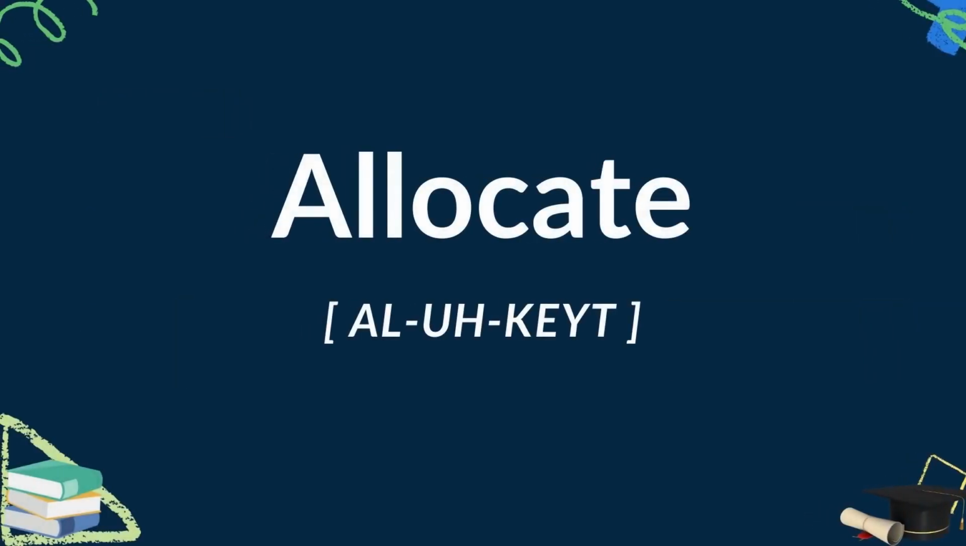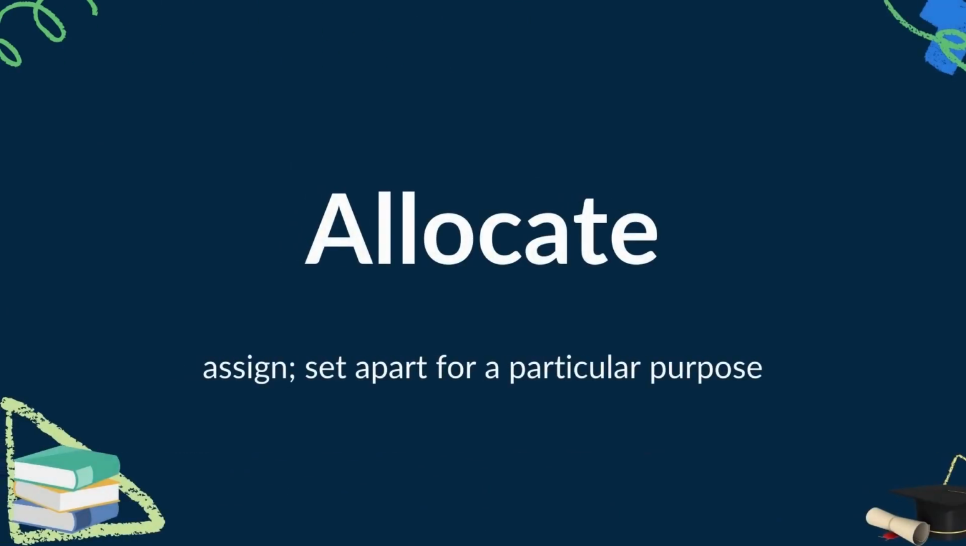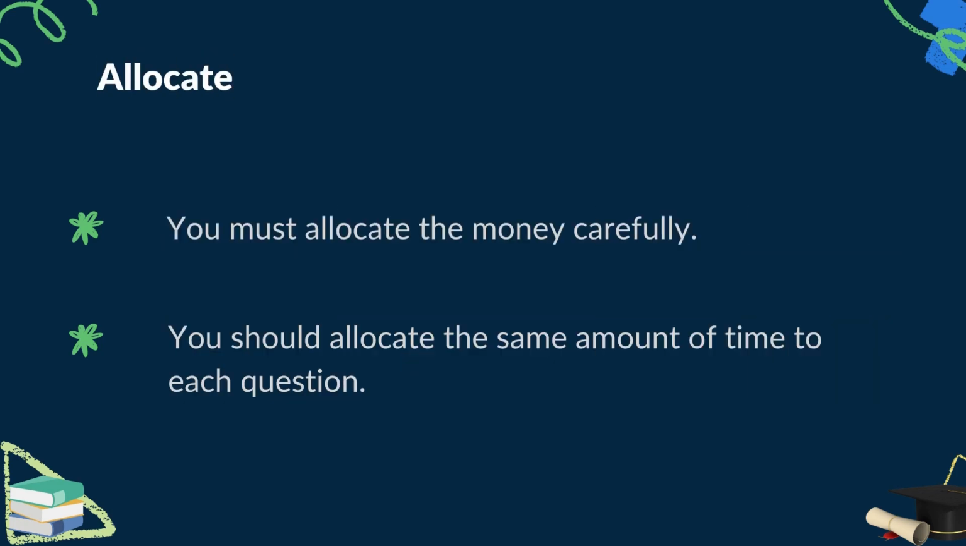The next word is allocate. Allocate means assign or set apart for a particular purpose. Here are some ways you can use the word in a sentence. 1. You must allocate the money carefully. 2. You should allocate the same amount of time to each question.